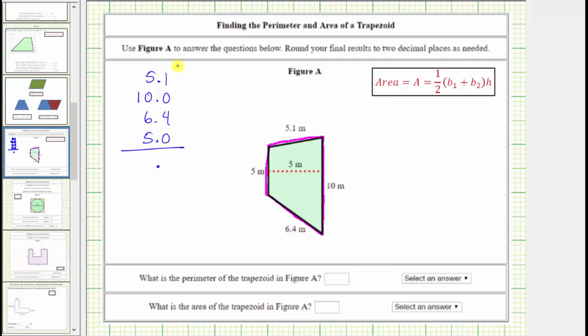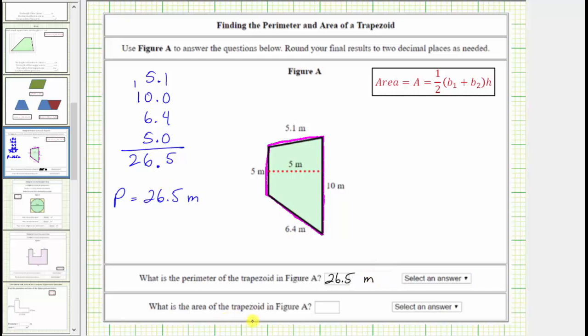And now beginning in the tenths place value, we have 1 plus 4, which is 5. In the ones place value, we have 5 plus 6 plus 5, which is 16. We record a 6 in the ones place value, perform an exchange, and place a 1 in the tens place value. In the tens, we have 1 plus 1, which is 2. The sum is 26.5, which means the perimeter of the trapezoid is 26.5 meters. So below we enter 26.5, and here we want to select the units, which we know is meters.